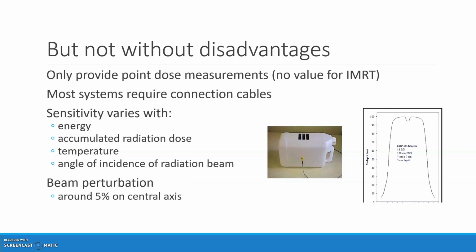They're not without disadvantages though, of course. They're not perfect. The main one, of course, is that they only give us a point dose measurement. So for intensity modulation radiotherapy, that's no point. It's useless. What we need is assessment there of dose fluence across the whole field. This only gives us a point dose. Fine for simple techniques. It's great for simple techniques.